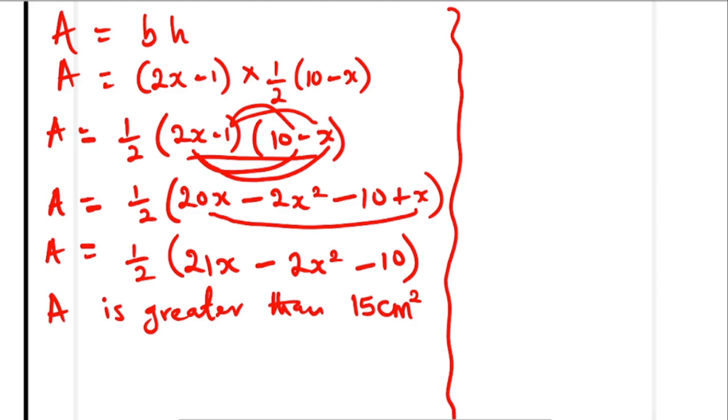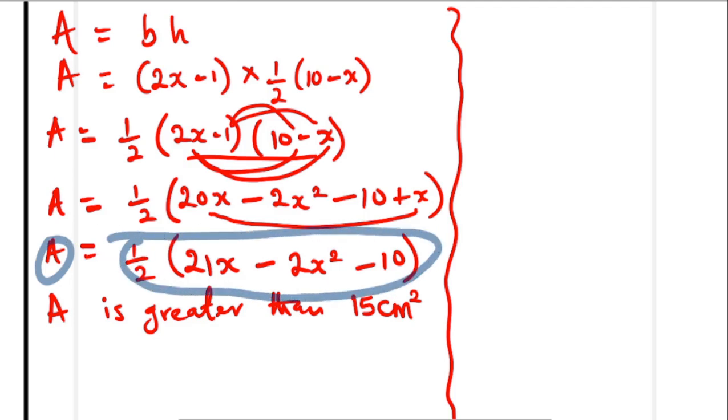15 centimeters squared. So the area is greater than 15 centimeters squared. Now, if we have all this as the area, which means that all of that I circled is greater than 15 centimeters squared. That is what it means. So we are going to have 1 over 2 bracket 21x minus 2x squared minus 10, which is greater than 15.